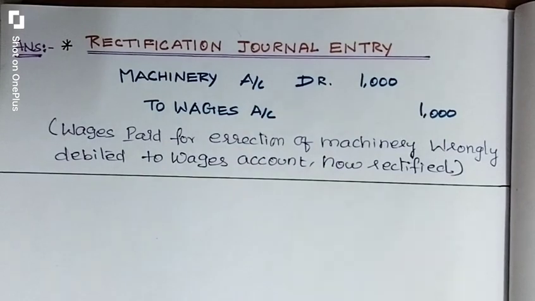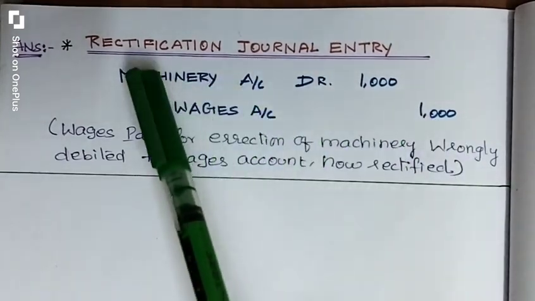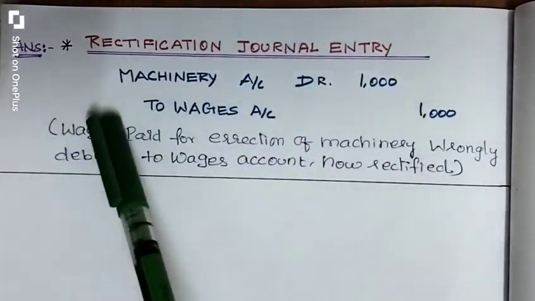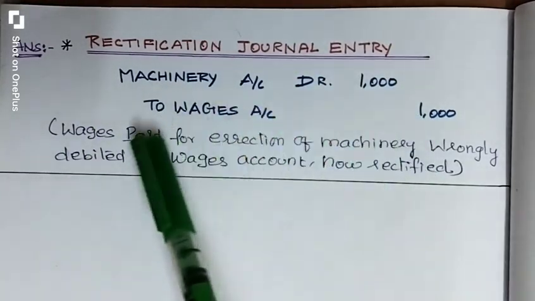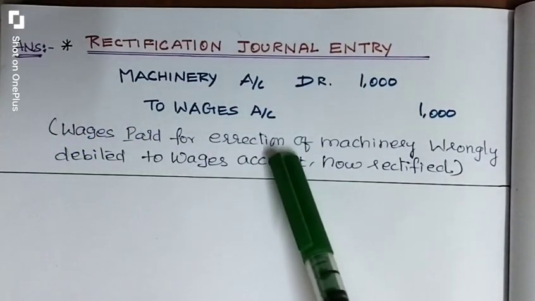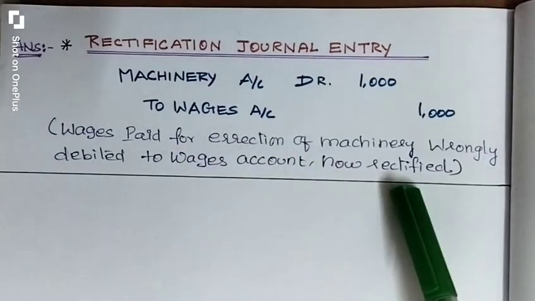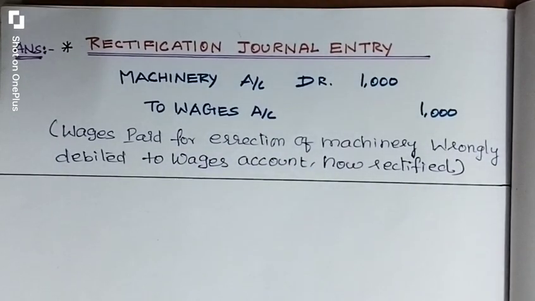So we credit the wages account, wages account 1000 rupees. So the rectification journal entry answer: machinery account debit 1000 rupees to wages account 1000. The narration is: wages paid for erection of machinery wrongly debited to wages account, now rectified. Do you have any doubt? Please comment in the comment box. Thank you. Take care.